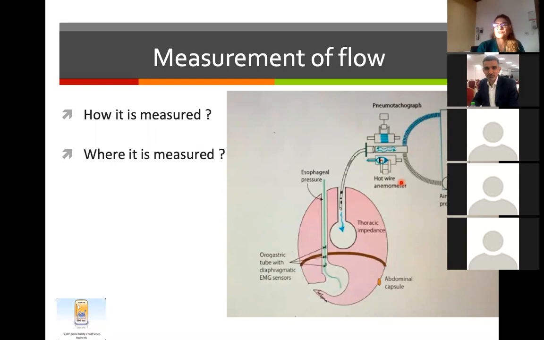And where is it measured? Either it is measured near the ET tube or it can be measured near the ventilator. I would say the one which is measured near the ET tube would be better for the babies, small babies, so as to pick up better.